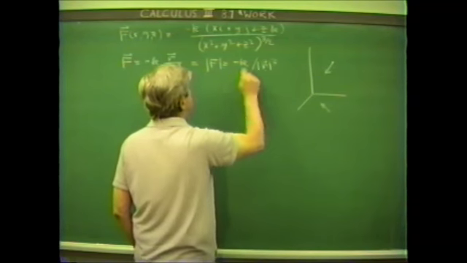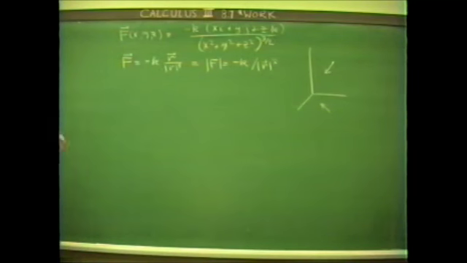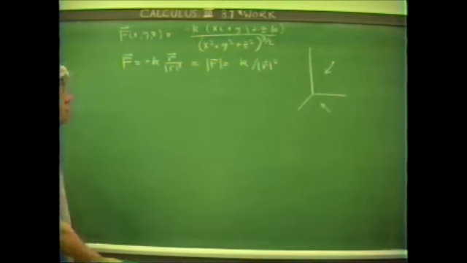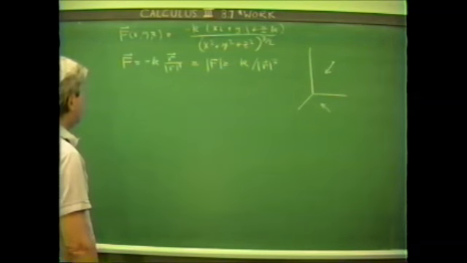So the magnitude of the force is going to be plus, of course. It's going to be inversely proportionate to the distance squared, which is the case with gravitational attraction. All right?